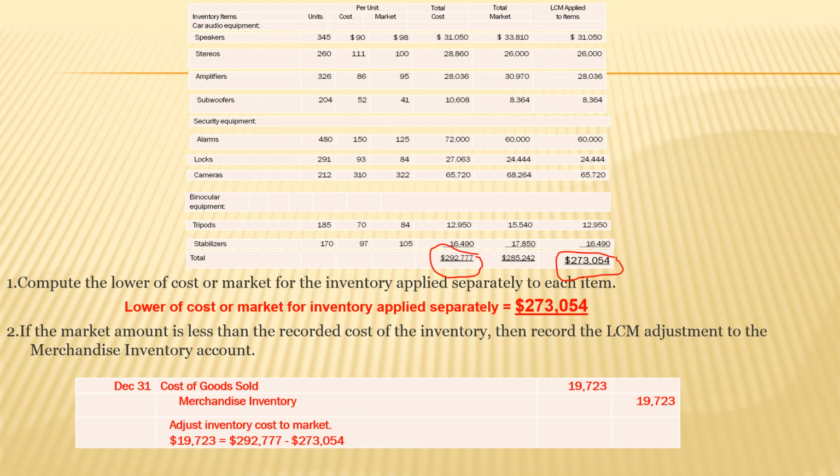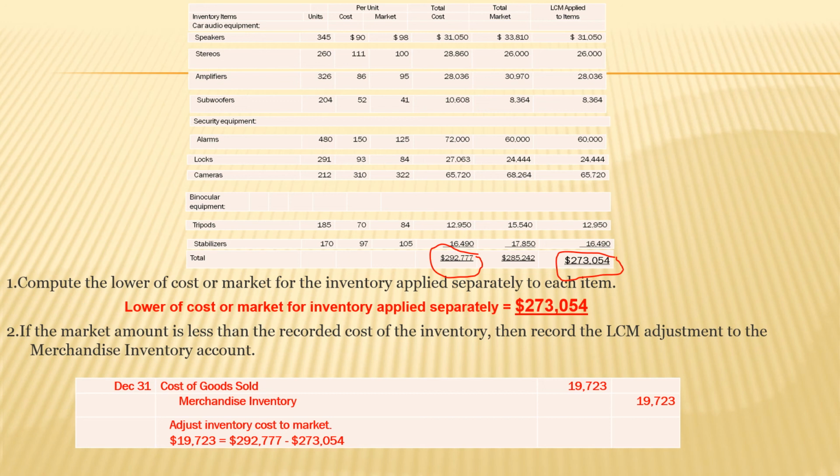As we can see here, the market amount is 285 and the cost is 292. So when the market amount is less than the cost, I need to make an entry for the LCM adjustment. By how much? The difference between the LCM applied to items here and the total cost. So it will be 292,777 minus 273,054, which gives us 19,723.